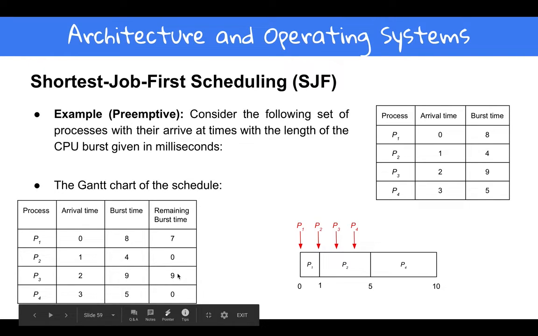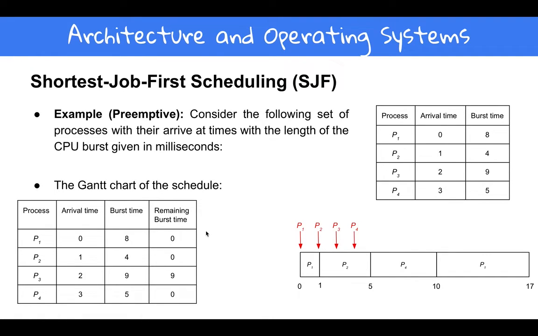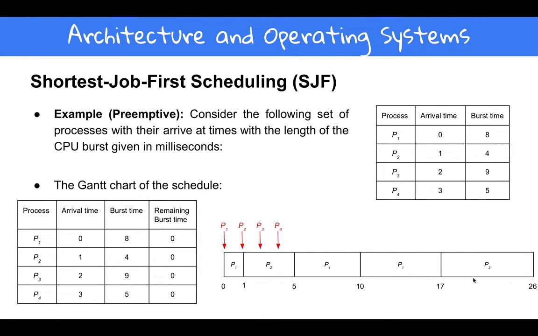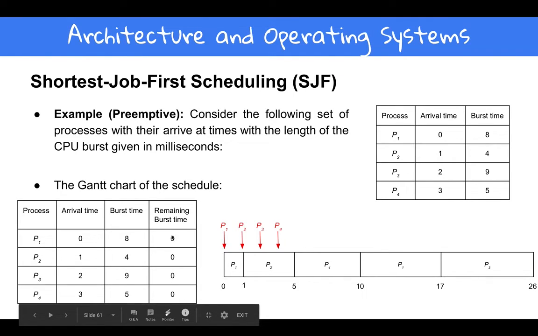Next one, we've got to choose between these two. Which one, 7 or 9? Definitely 7. 7 is shorter. So P1 gets the CPU for 7 seconds, from 10 till 17. And the last one is P3, which is 9. As you see, we executed all of them.